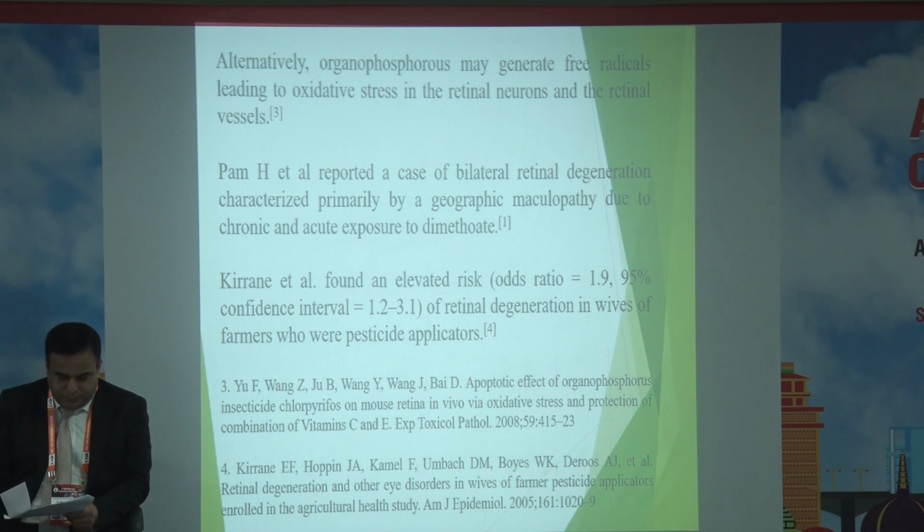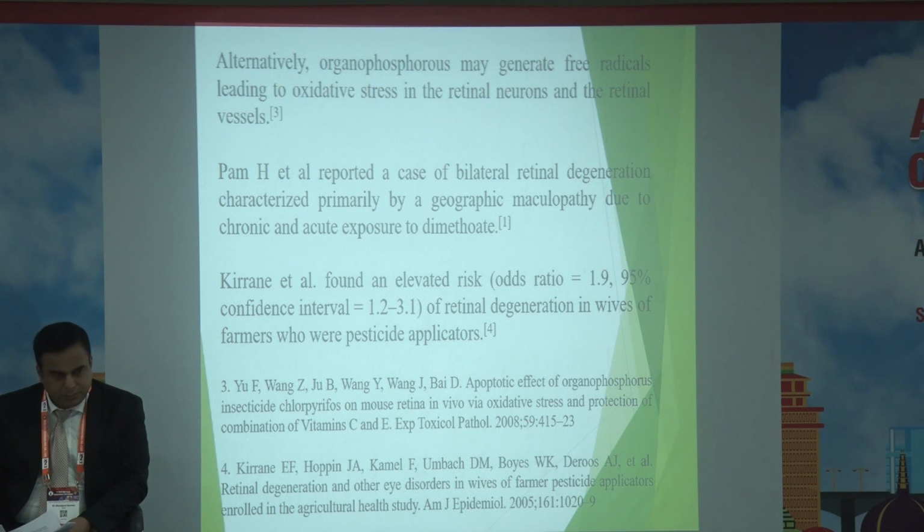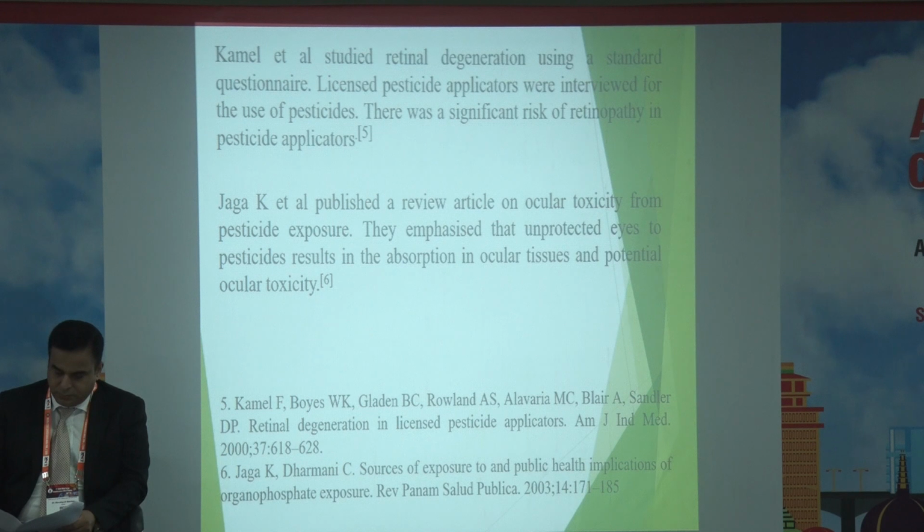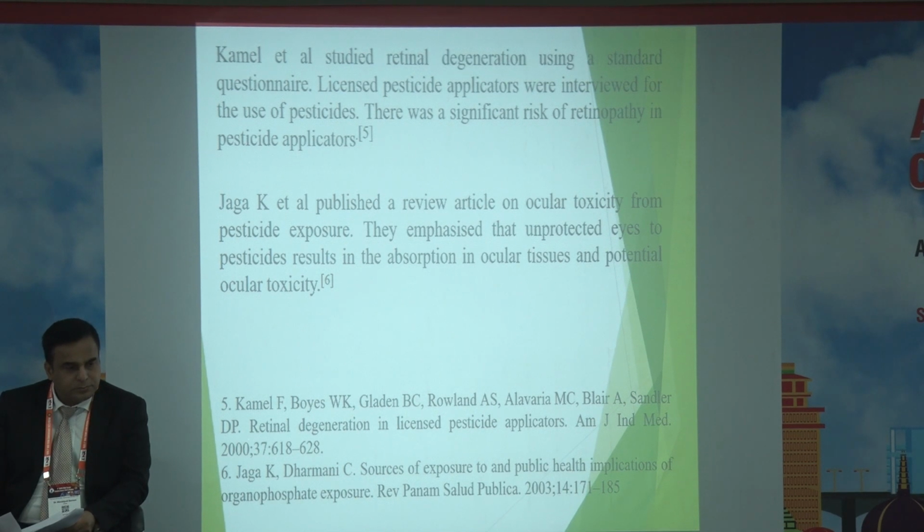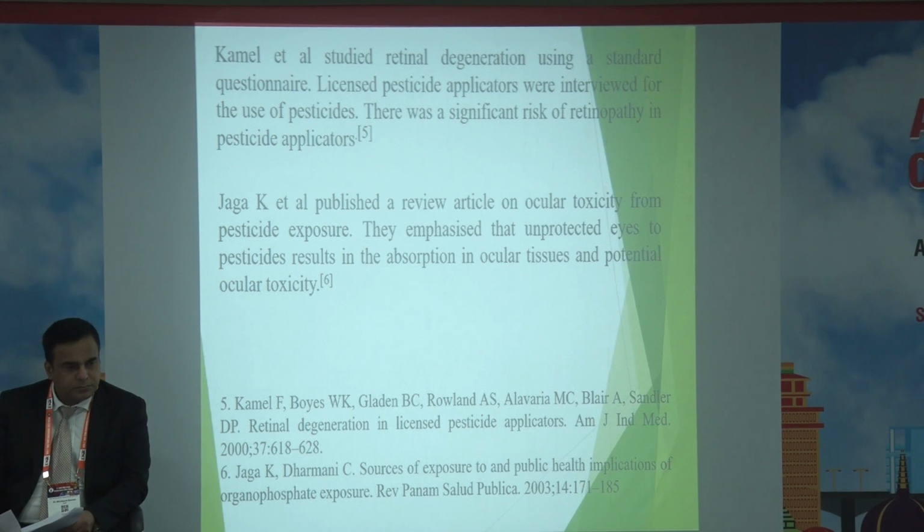Palm et al. reported a case of bilateral retinal degeneration characterized primarily by a geographic maculopathy due to chronic and acute exposure to dimethoate. Kiran et al. found an elevated risk, odds ratio of 1.9 with a 95% confidence interval of 1.2 to 3.1, of retinal degeneration in wives of farmers who were pesticide applicators. Kamel et al. studied retinal degeneration using a standard questionnaire. The licensed pesticide applicators were interviewed about their use of pesticides. There was a significant risk of retinopathy in the pesticide applicators.